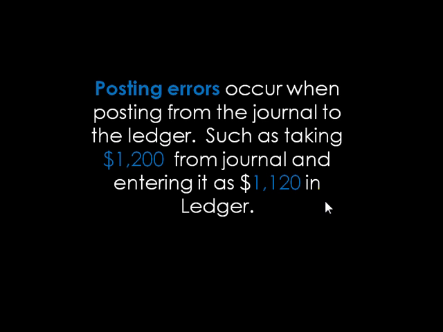Posting errors occur when you're posting from the journal to the ledger. So let's say that the transaction in the journal was 1200, but when you posted it to the ledger, you posted it as 1120. So there are all kinds of ways to make errors when you do accounting, and that's why you need to understand how they occur.